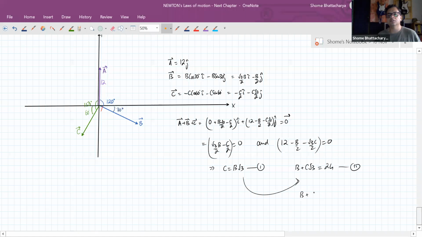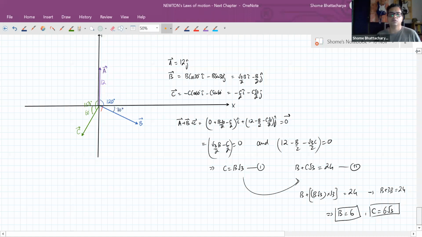So B plus B root 3 into root 3 is equal to 24, or B plus 3B is equal to 24. So that tells me that the magnitude of B is 6. And that tells me that the magnitude of C is 6 root 3. Okay.